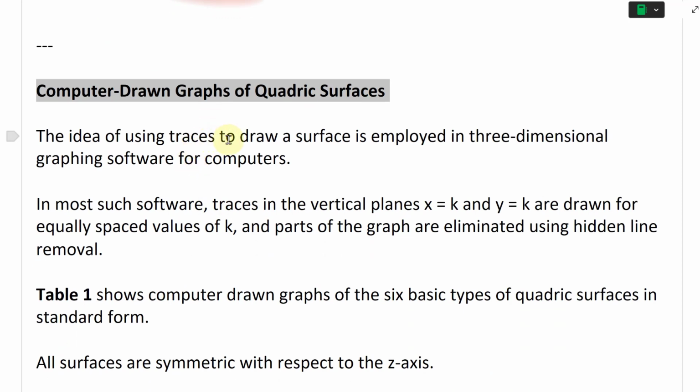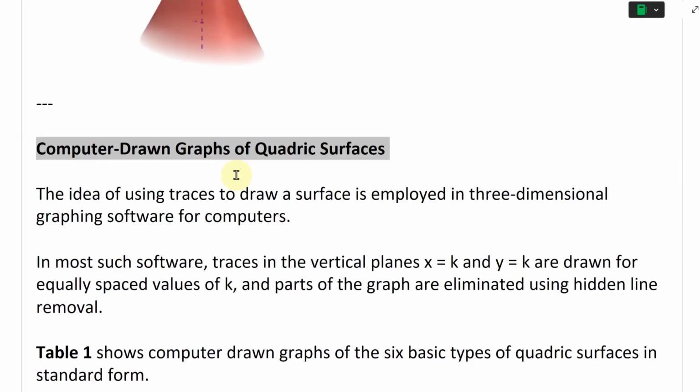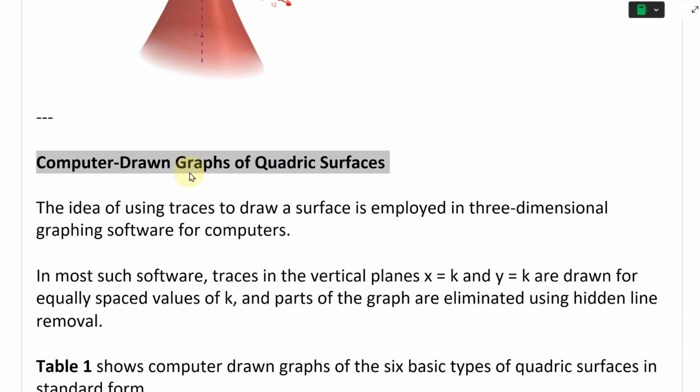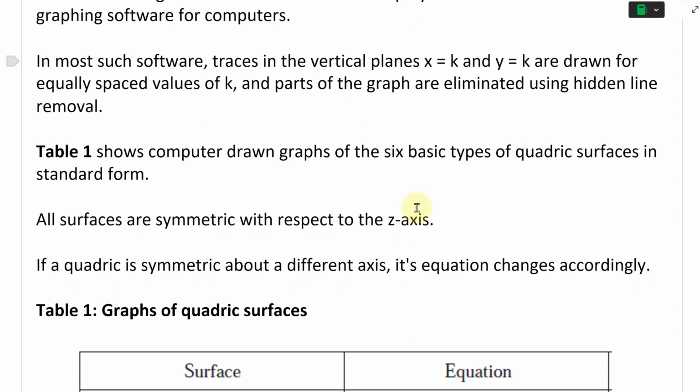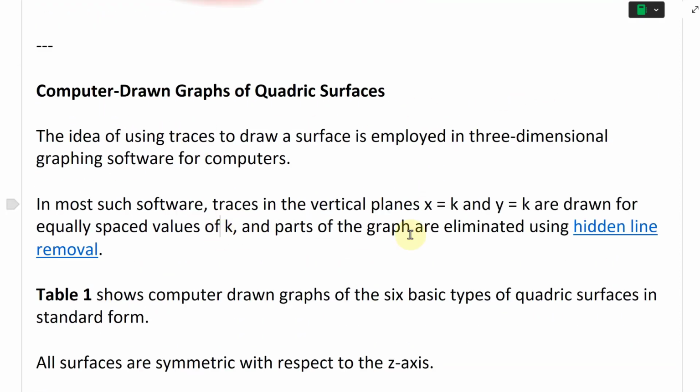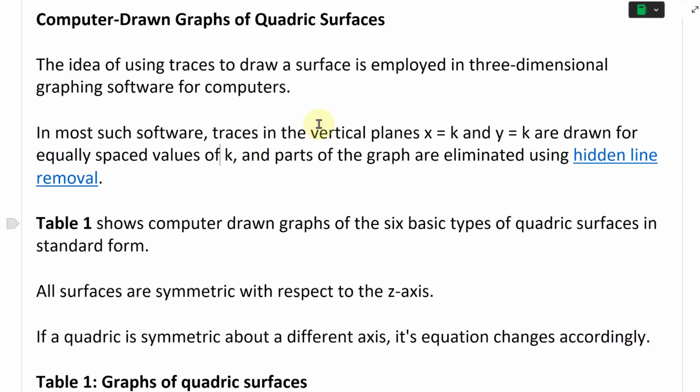So the idea of using traces to draw a surface is employed in three-dimensional graphing software for computers, basically the one I've been playing around with. In most such software, traces in the vertical planes x equals k and y equals k are drawn for equally spaced values of k, and parts of the graph are eliminated using hidden line removal. And here I've just added a link to my earlier video that went over hidden line removal and so on in 3D software, so you can watch that video.